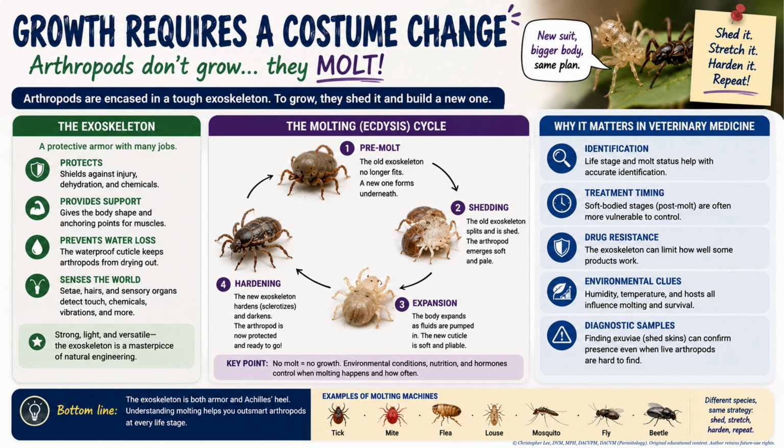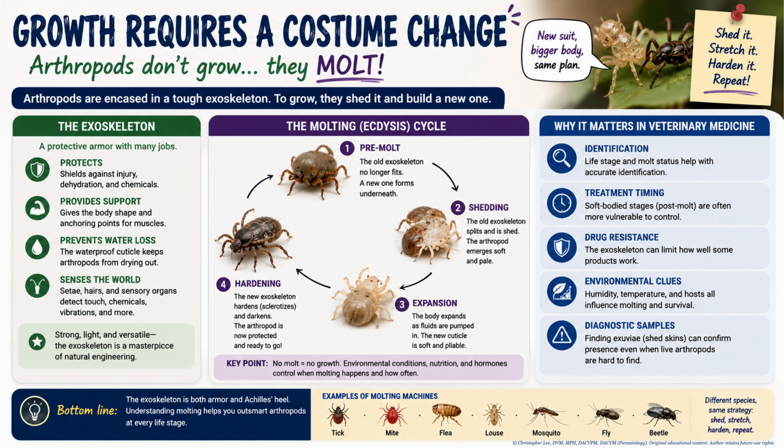Arthropods do not grow the way mammals grow. They are encased in an exoskeleton, so growth requires a costume change. The process of shedding the outer old covering is called ecdysis or molting. Before the molt, a new cuticle forms underneath the old one. Then the old exoskeleton splits, the arthropod emerges, the body expands, and the new cuticle hardens. That new post-molt stage can be soft and vulnerable, but once the exoskeleton hardens, the arthropod is protected again.